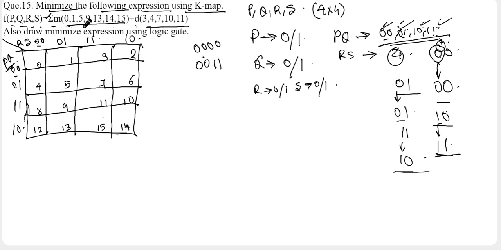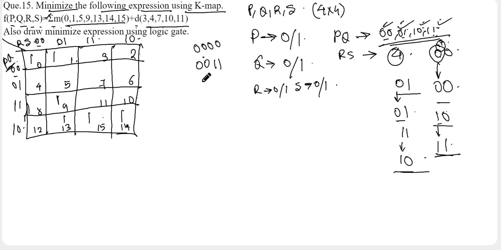For the minterms mentioned here, we will write the bit 1 in the corresponding cell number in the K map. So the minterms are 0, 1, 5, 9, 13, 14, 15, and we will write a 1 in each of those cells. Okay. Now the don't care terms are 3, 4, 7, 10, 11.